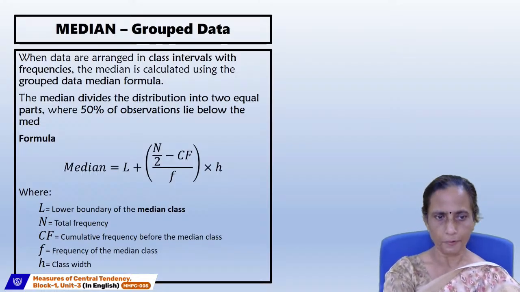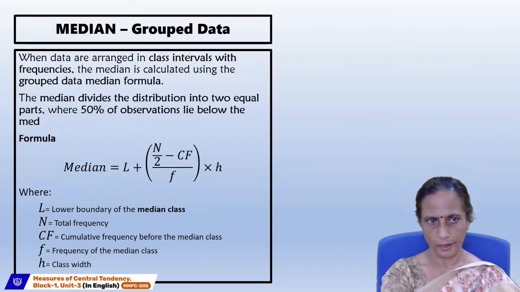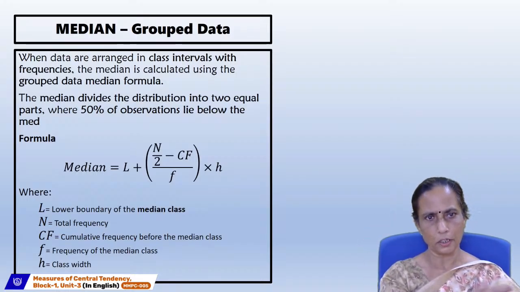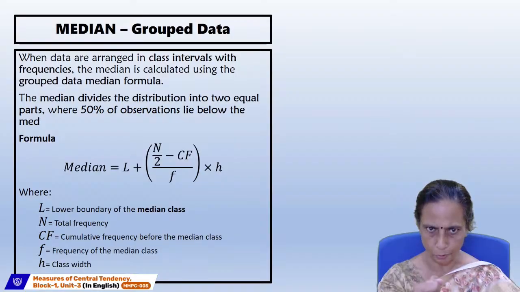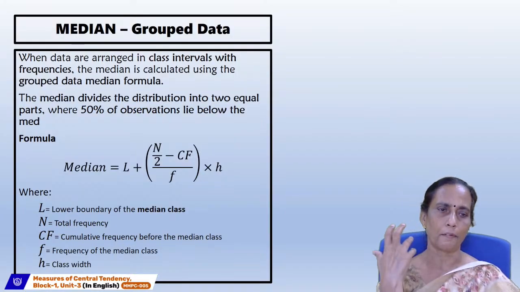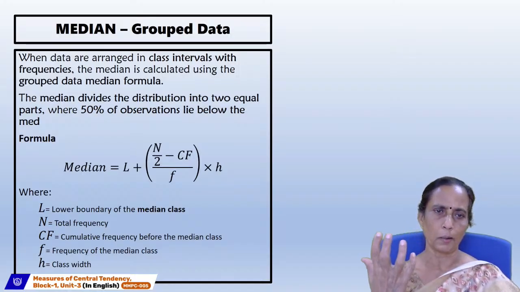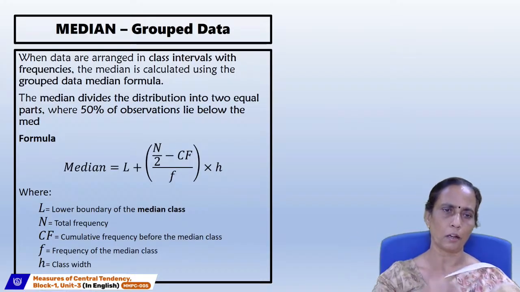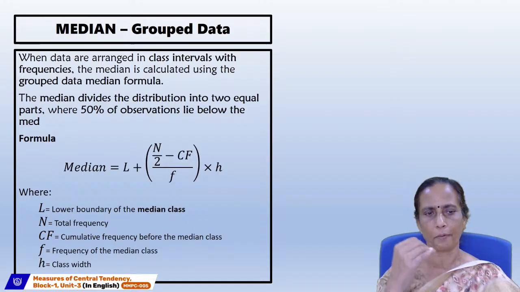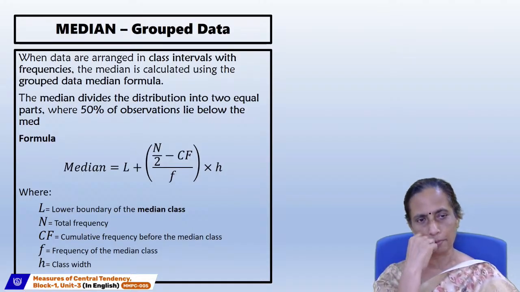So if it is grouped data, when the data are arranged in class intervals with frequencies, we call that grouped data. So the median is calculated using the grouped data median formula. The median, as we know, divides our entire distribution into two equal parts, where 50% of our observations will be lying below the median and 50% will be lying above the median.